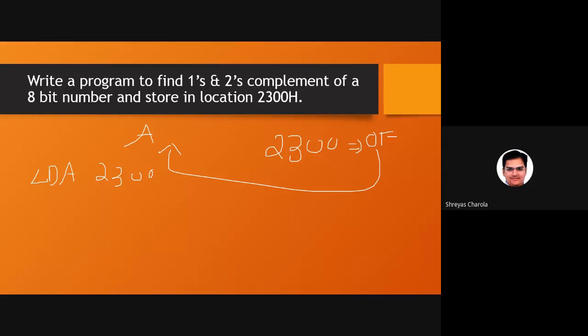Then I need to complement the data. The data is in the accumulator, so I'll use CMA. The data is converted into a ones complement. How to convert it into two's complement? Add one, sir. Add one, that is one option. What is another option?